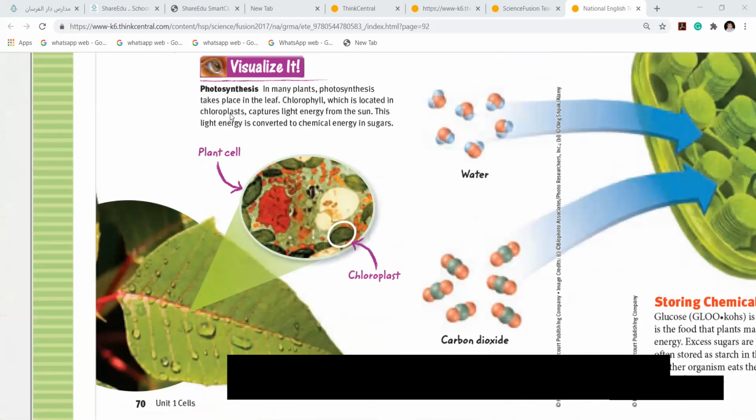In many plants, photosynthesis takes place in the leaf. Chlorophyll, which is located in the chloroplast, captures light energy. So chlorophyll is present inside the chloroplast. That is where the photosynthesis is going on, especially in the leaf. This light energy is converted to chemical energy in sugar. This is what's happening, girls. In the leaf, you have chloroplast. Inside the chloroplast, you have chlorophyll, and that chlorophyll is actually taking the sunlight to make food, and the light energy is converted into chemical energy.